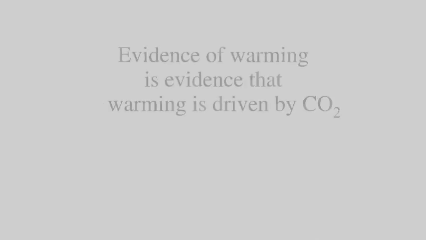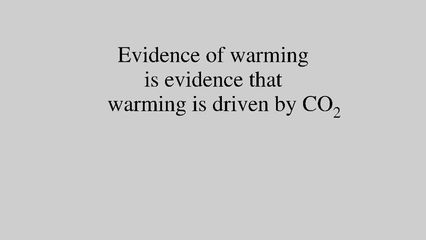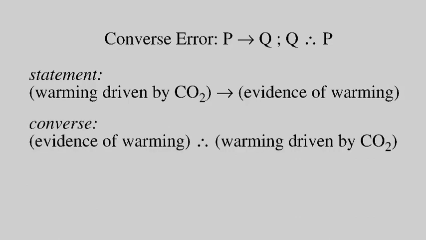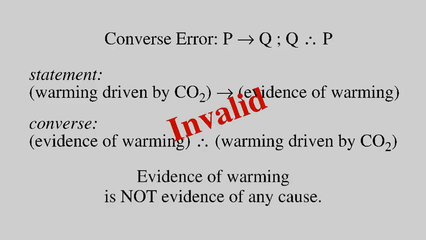Perhaps the most common argument associated with this theory is the assertion that evidence of warming is evidence that warming is driven by CO2. However, this line of reasoning is a converse error, which we discussed in video 2. To see why it is a converse, consider the logical statement: if warming is driven by CO2, then evidence of warming will be present. The converse of that statement is, if evidence of warming is present, then warming is driven by CO2. But we know that the converse is invalid and therefore cannot conclude that evidence of warming is evidence that it was caused by CO2.